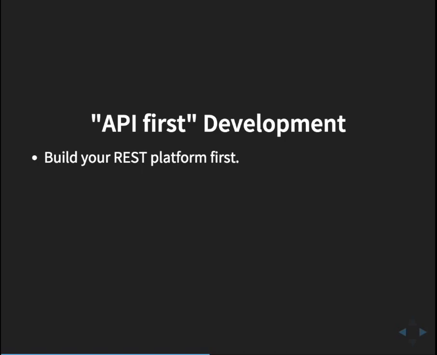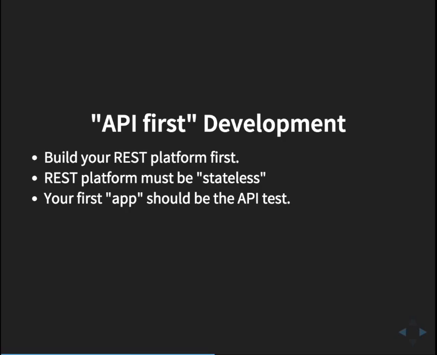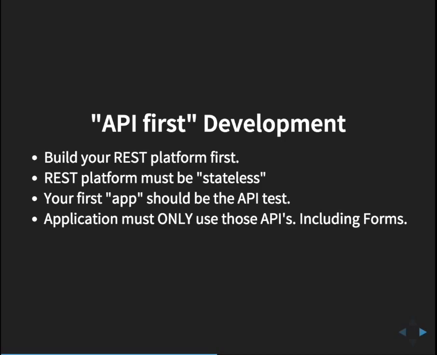So the first thing you need to do is build your REST platform first. Your REST platform must be stateless. This means you're not storing cookies and session and using that cookie to establish session. JWT authentication has become a really popular thing these days. It's something we use at Form.io. It provides a very stateless way to manage users and scale as well. Your first app should be an API test. And applications must only use those APIs, including forms.